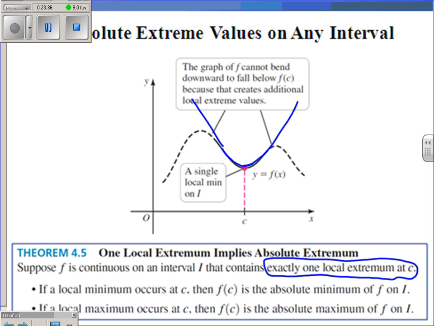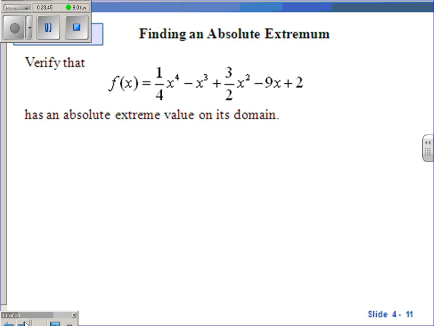So if it's a local minimum, then it's going to be an absolute minimum. If it's a local maximum, it'll be an absolute maximum. So this is only applying, though, when there's exactly one local extremum. So let's look at an example here. Verify this has an absolute extreme value.